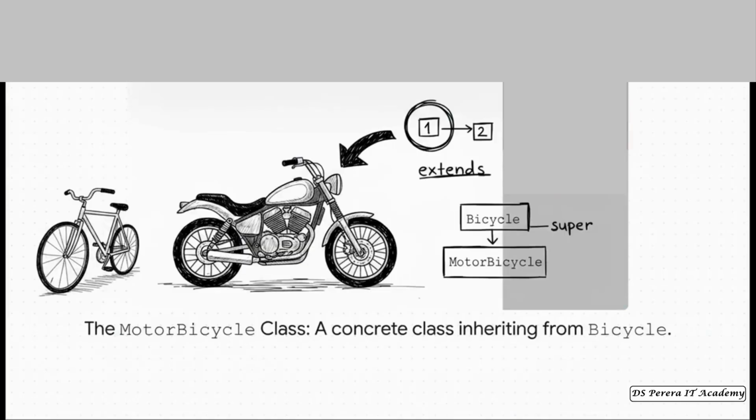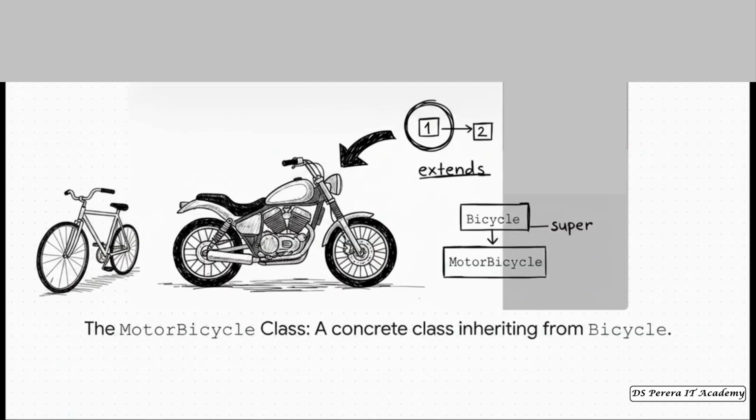Okay, now let's get into a specific, concrete class, motor bicycle. That little phrase, extends bicycle, is powerful. It means a motor bicycle quite literally is a bicycle. The line super(color) is how we call the parent's constructor to handle setting the color.